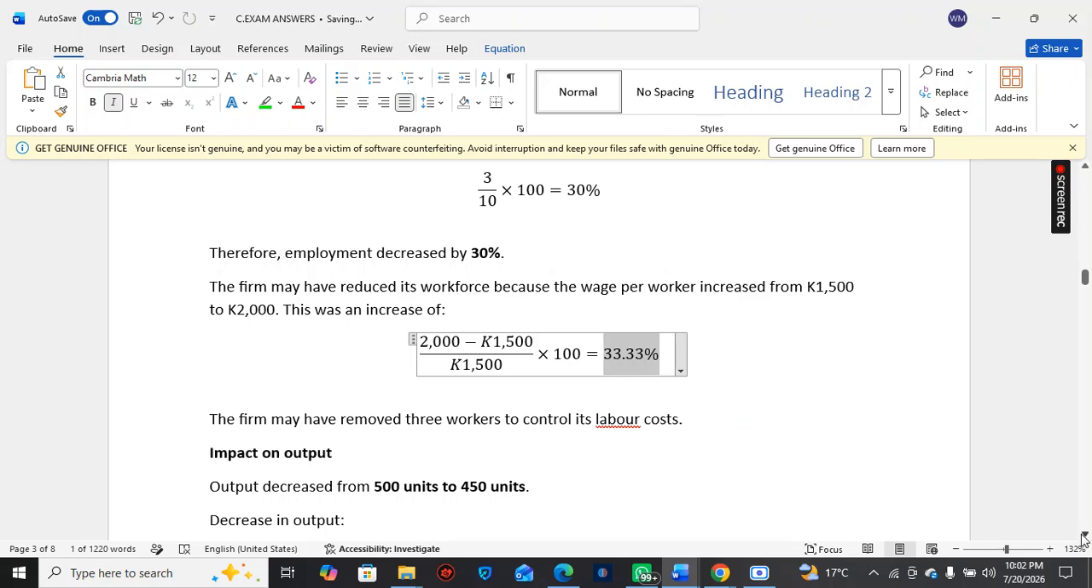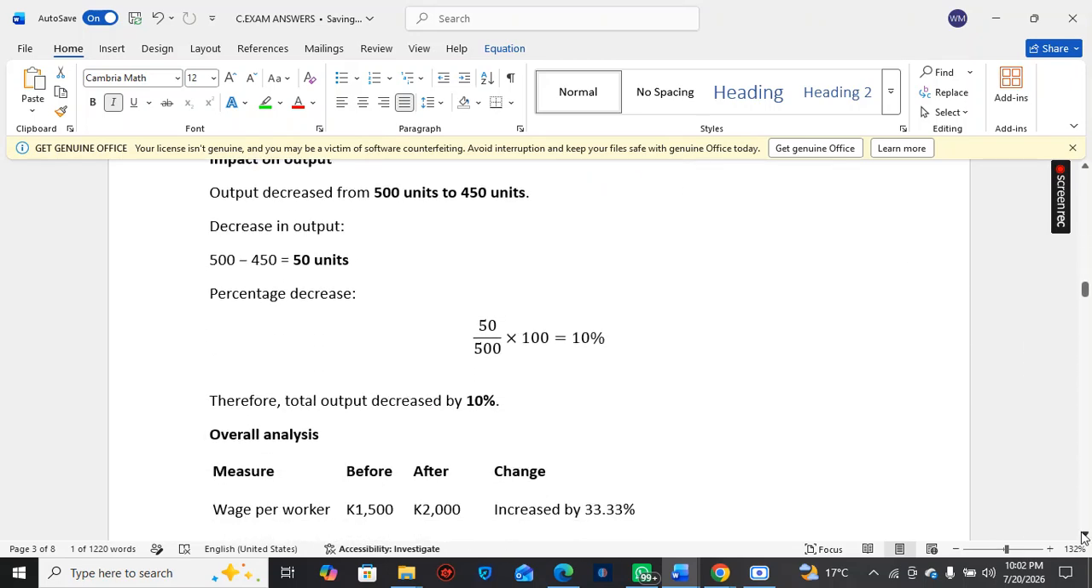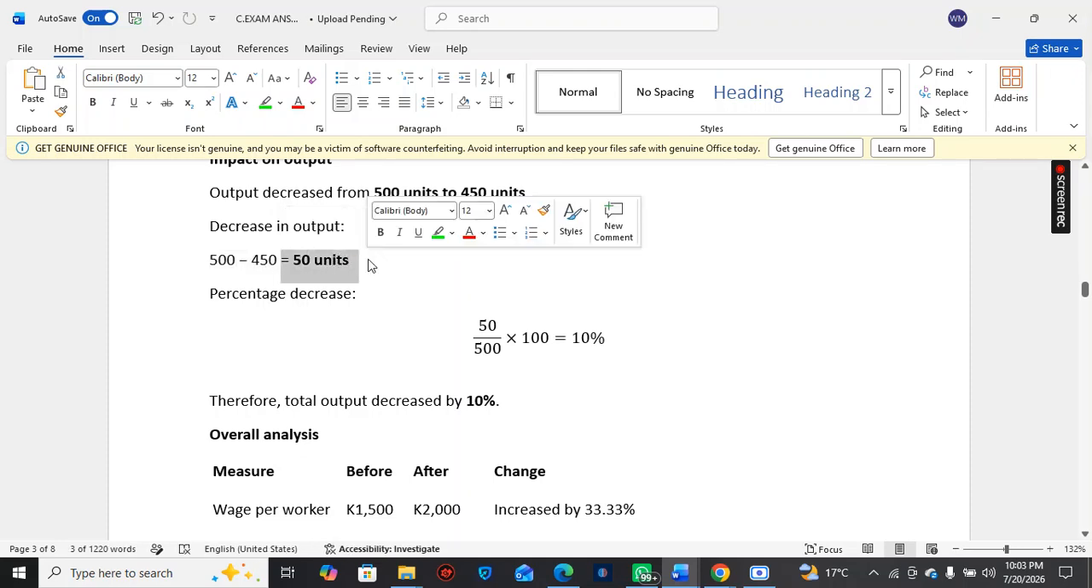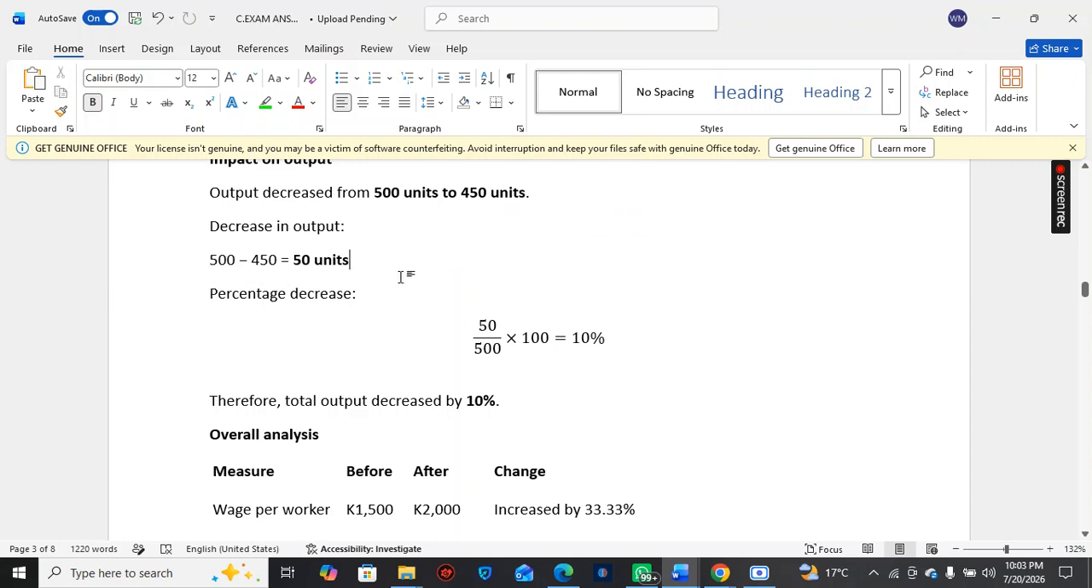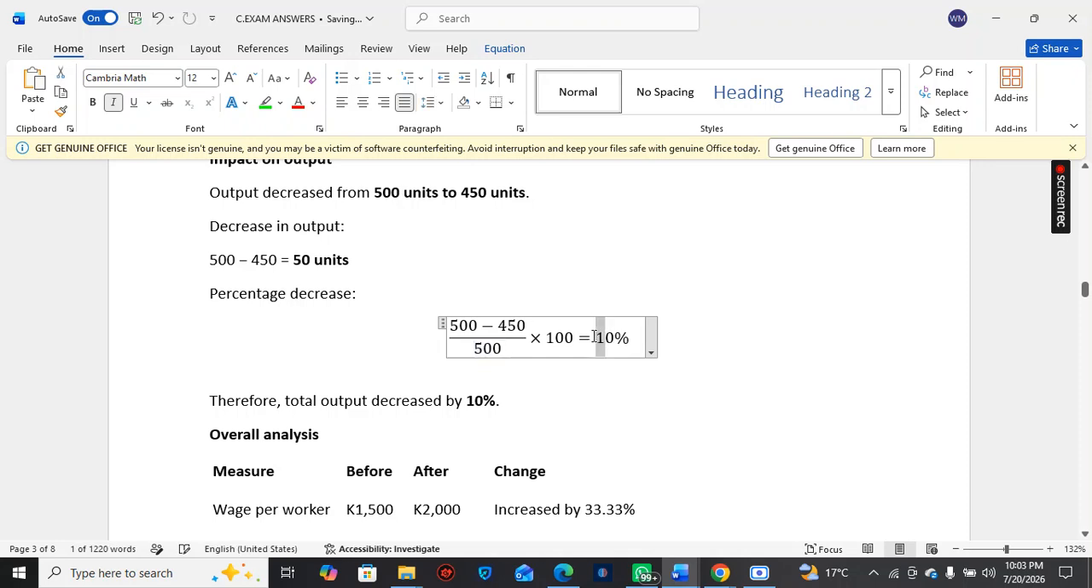And then also here on the output, output from 500 units to 450 units. Output dropped by 50 units. If you want to find the percentage drop in the output, you just do 500 minus 450 over 500. New minus old, new minus old divided by old. So 10%.